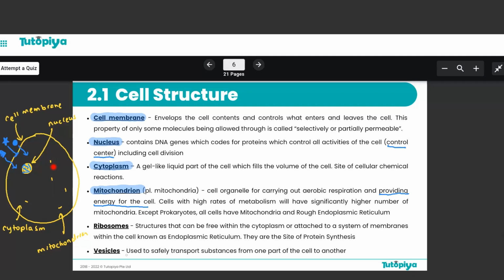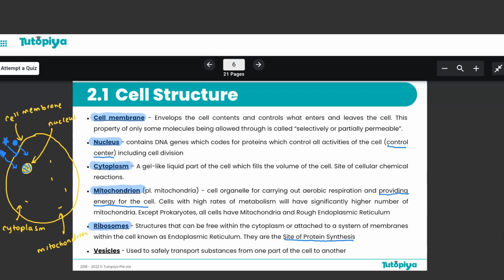And then we come to the next structure called the ribosomes. If you look at my diagram, I haven't really drawn or labeled anything called a ribosome, because ribosomes are extremely tiny structures found within a cell, so they usually cannot be seen under a light microscope. Ribosomes are where cells make their proteins. So that is the function of the ribosomes. They are the site of protein synthesis.